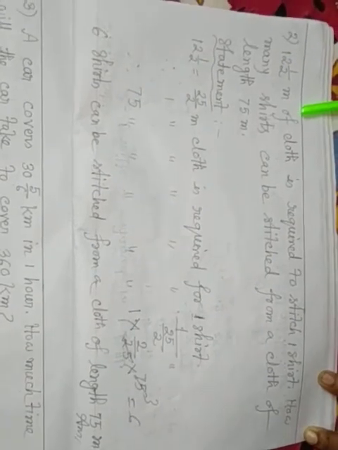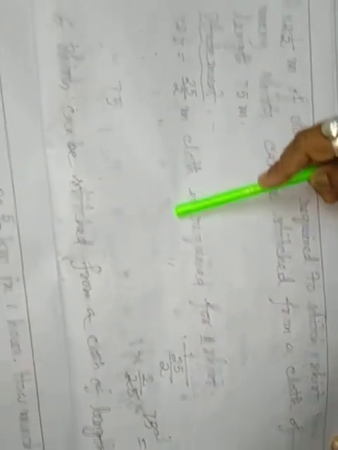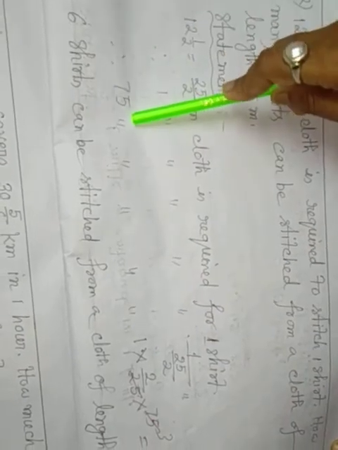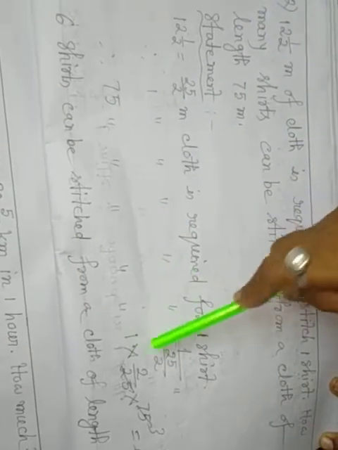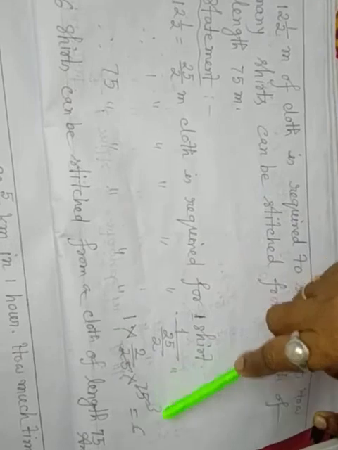So 75 meter, how many shirts can we make? 25 by 2 meter cloth is required for one shirt. 1 meter cloth is required for 1 divided by 25 by 2 meter. For 75 meter cloth, required 1 into 2 by 25 into 75. 25 into 3 is 75, 3 2s are 6.